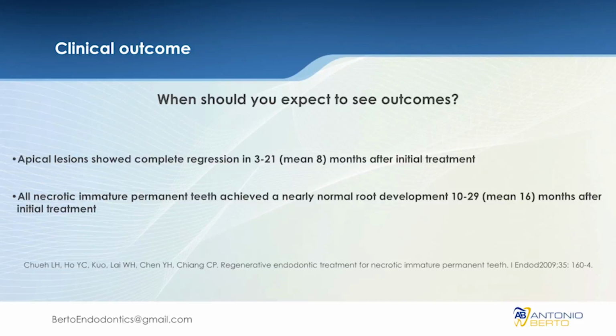When should we expect the outcomes? There is a variation between 3 to 21 months for the lesion to heal. There's an average of 8 months for that. And then as far as root development, typically it's going to happen within the first 2 years.